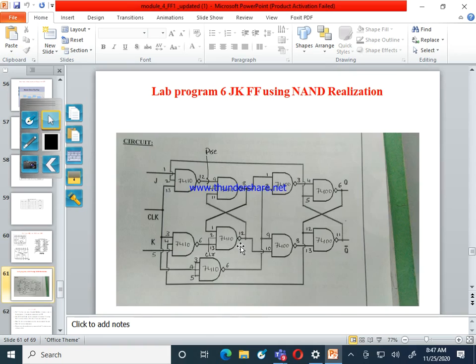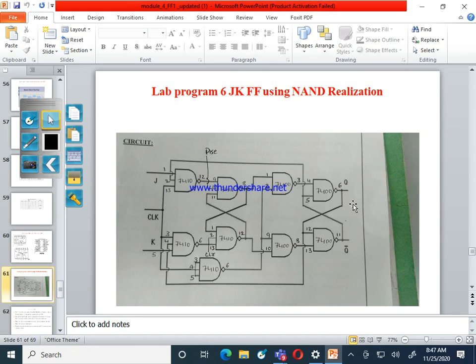This program I have to realize for the JK using the NAND gate 7400. Pin number 1 and pin number 2 act as inputs. Pin number 3 acts as an output. Then the second one, R, is an input. 9 is connected to the common clock. The 10 is the output of the master, connected to the input of the slave. Then the output of the slave will be connected to the latch.